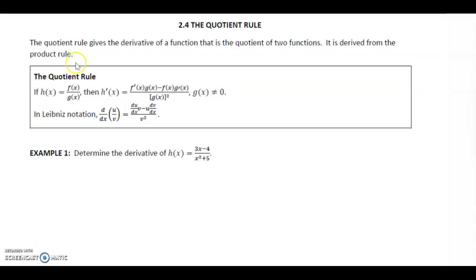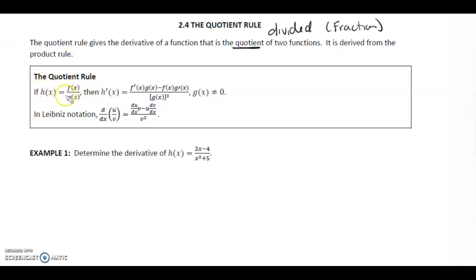2.4, the quotient rule. The quotient rule gives the derivative of a function that is the quotient of two functions. So when we talk about quotient, we're talking about the answer that you get from something that's divided. So we're looking for a fraction. The quotient of two functions is derived from the product rule. So this is the quotient rule.